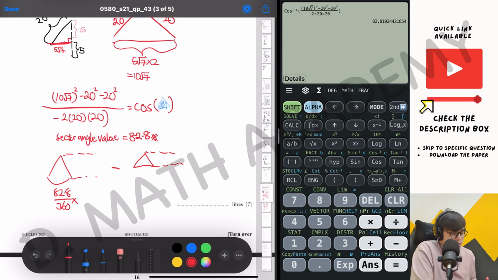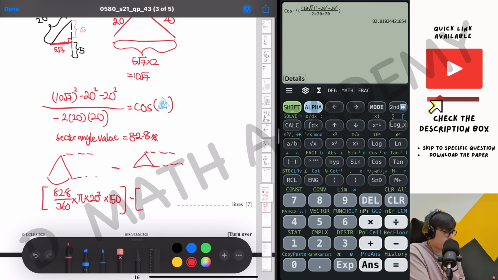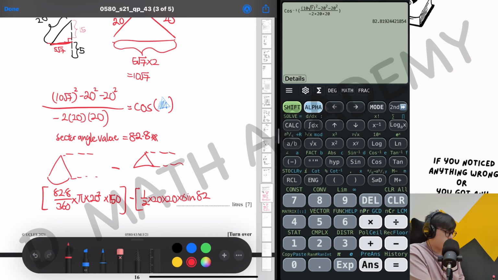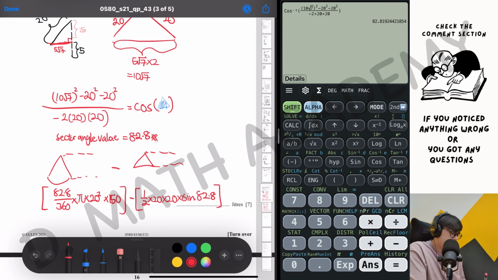times pi times 20 squared times 150. So for this, minus off half a b sine 82.8. Please remember to multiply this with 150. So let's work out the results first.